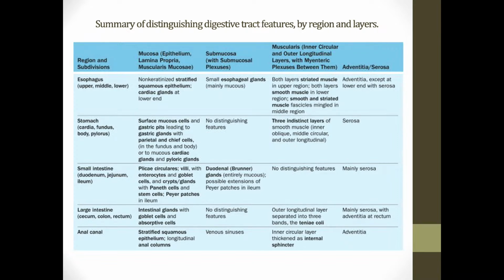Then the stomach has four major parts: cardia, fundus, body, and pylorus. The cardia and the pylorus are small parts, and they are histologically similar. The fundus and the body, the large parts, are also histologically similar. Now about the cells: the surface mucous cells and the gastric pits leading to gastric glands with parietal and chief cells.